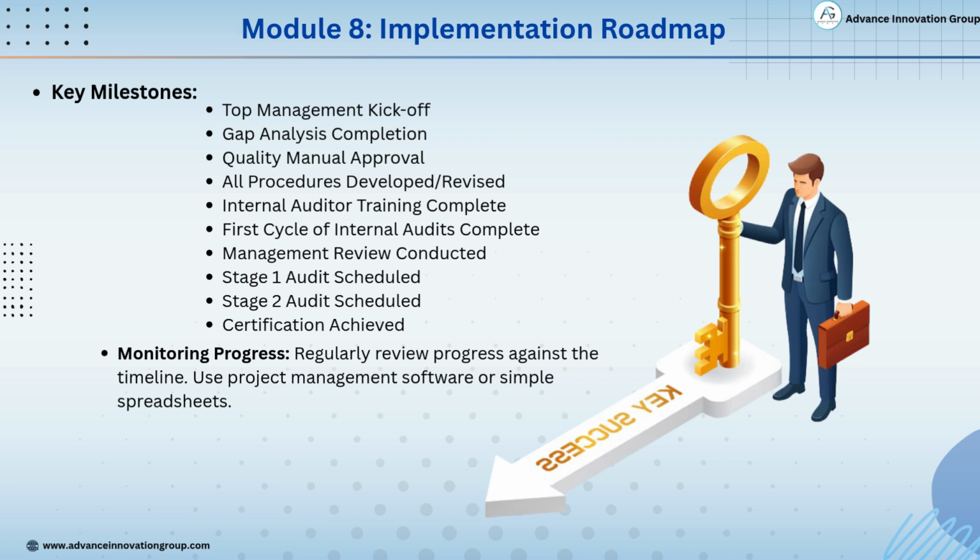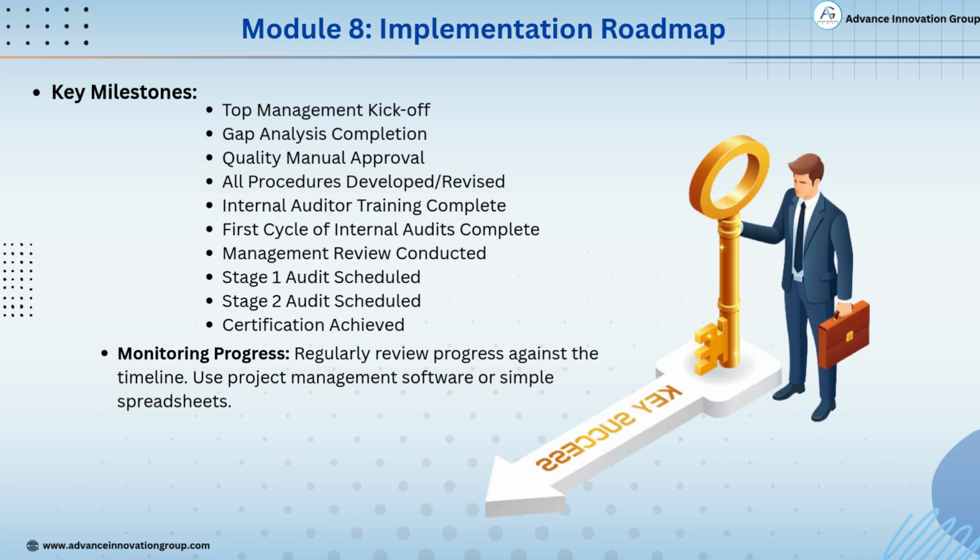Quality manual approval. This formalizes your approach and becomes a guiding document. All procedures developed, revised. Ensures every process is documented and aligned with QMS requirements. Internal auditor training complete. Your internal auditors are trained and ready to assess your system. First cycle of internal audits complete. The system has been tested internally before facing external audits.